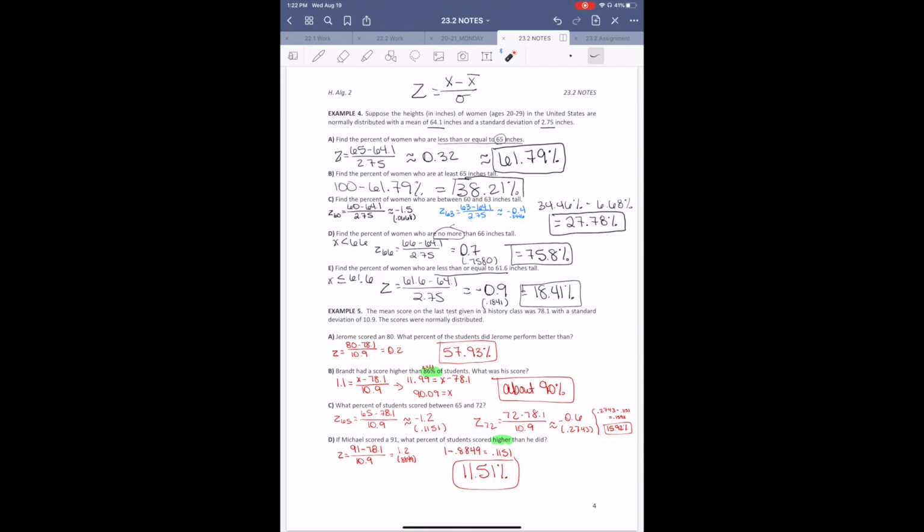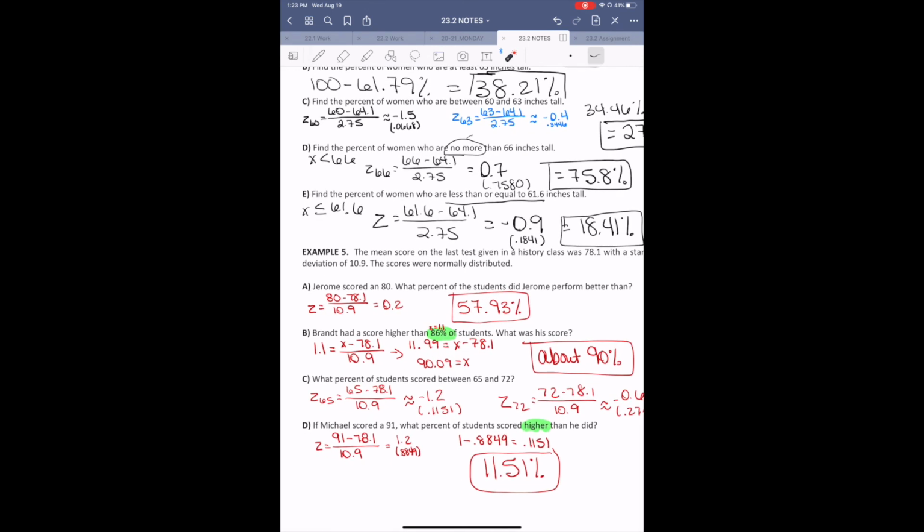For D, it tells you that if Michael scored a 91%, right, what percent of the students scored higher? Remember, z-score gives us the value below. So we still use the same process. You find the z-score 1.2, which means that 88.49% of students scored below 91%. How many scored above? All we do is subtract from 1, or subtract 100% minus 88.49%, and you get a total of 11.51%.